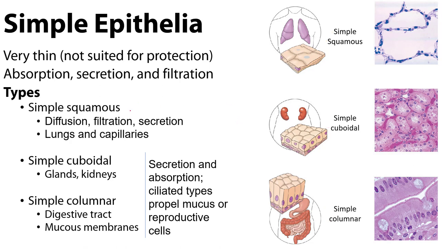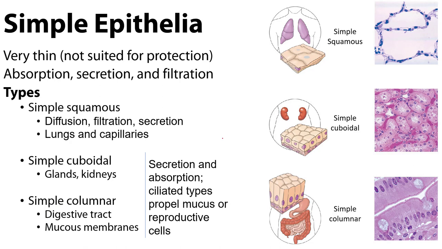Alright, so for example, simple squamous is involved in diffusion, filtration, secretion. And the very, very surfaces of your lungs, right, where gas exchange occurs. You'll see very thin, so in the alveoli of the lungs, you'll see simple squamous cells. Simple cuboidal cells are found in all your glands and your kidneys. And simple columnar, this is what your gut tract is lined with, essentially.